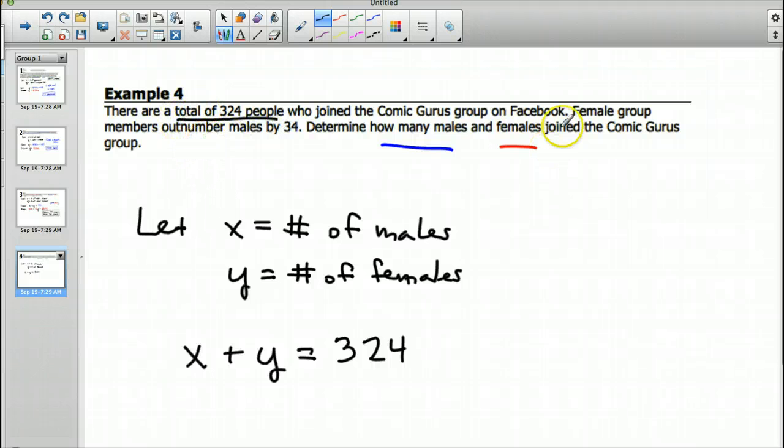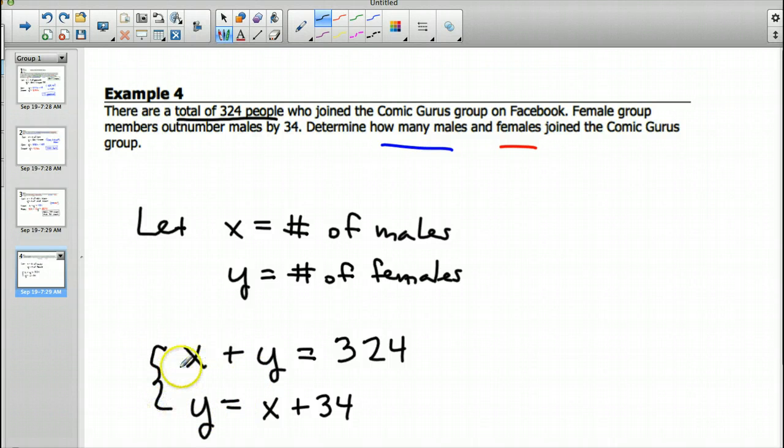My second equation I'm going to get from this. I know that the female group members outnumber the males by 34. So that means that the number of females, Y, is going to be equal to the number of males, X, plus 34. There's 34 more females than males, so if you take the number of males, X, and you add 34, that should be equal to the number of females. So that's going to be my two equations right there. Why don't you pause the video, try putting this in your calculator to find the intersection point, and then click play to check your answer.